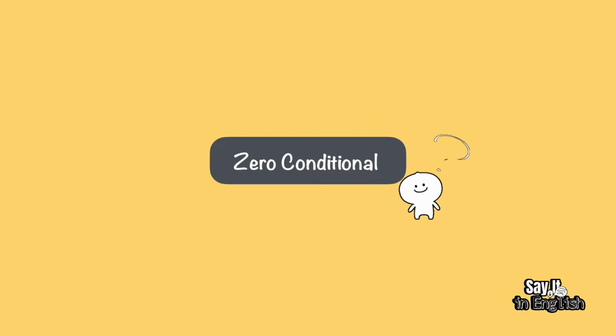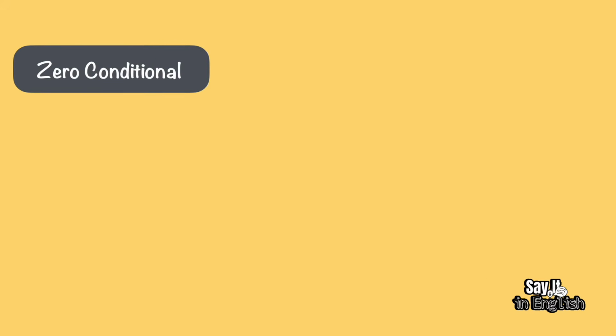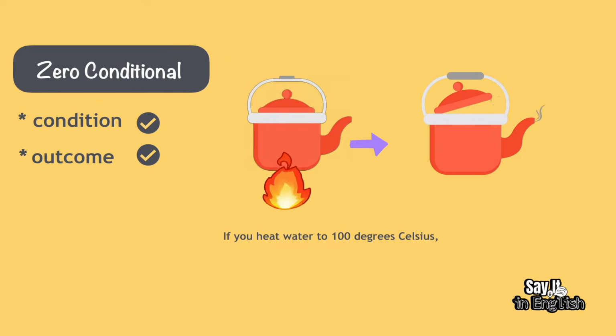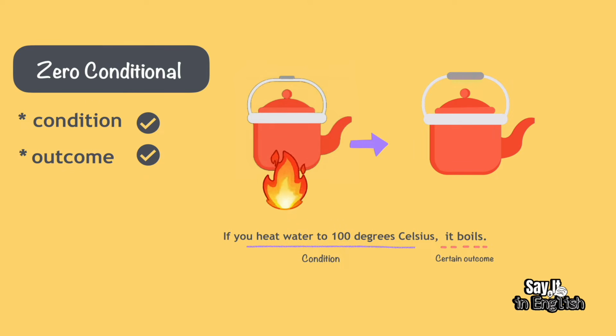What is the zero conditional? We use the zero conditional for certain and true outcomes. This means that if a certain condition is met, the outcome always happens. For example, if you heat water to 100 degrees Celsius, it boils. If the condition of heating water is met, the outcome happens.